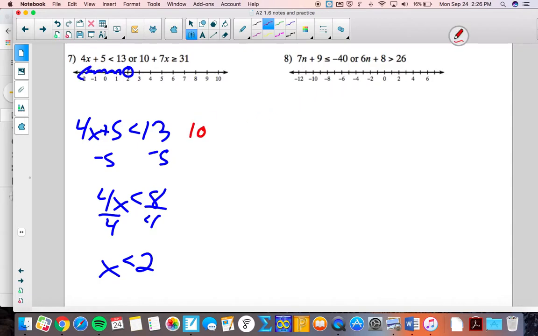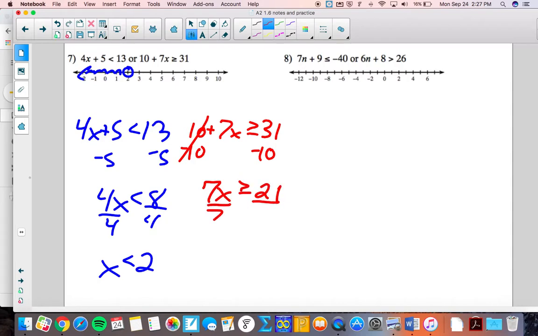Other one, 10 plus 7x is greater than or equal to 31. Now x here is getting multiplied by 7, and to the x we're also adding 10. So I have to undo addition and subtraction first, so I'll undo adding 10 by subtracting 10. So we get 7x is greater than or equal to 21. Now we divide by 7. Yes, I'm dividing, but it's by a positive 7, so no, I do not flip the direction of the inequality. So I go to 3, and I fill that dot in because there's an equal sign underneath. And now I squiggle to the right, just like that.